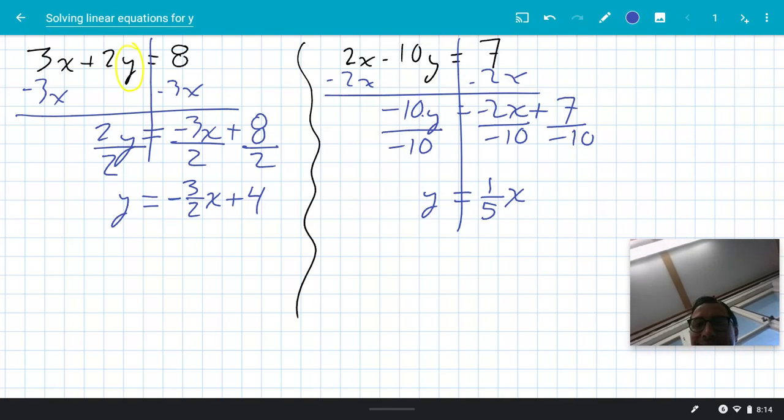And then plus a negative is the same as minus. So it's minus 7 over 10. Okay? And at this point, you can identify the slope and y-intercept of each one of these, right?